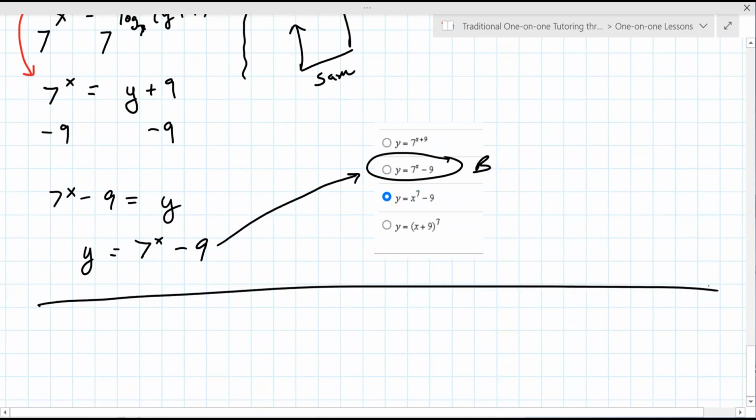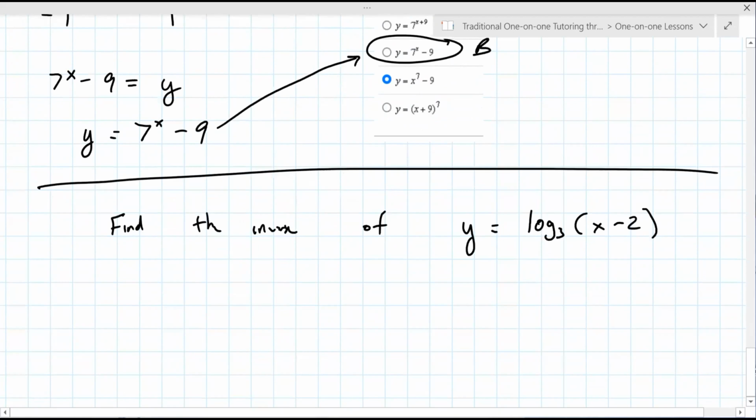Okay, so let's do an example problem. Find the inverse of y equals log base 3 of x minus 2. Okay, so the first step, sometimes this is written as f of x. The first step is to just call it y equals. That's already done for us.